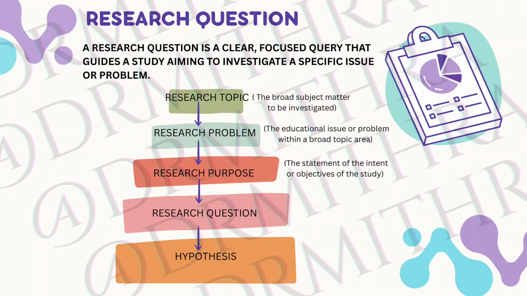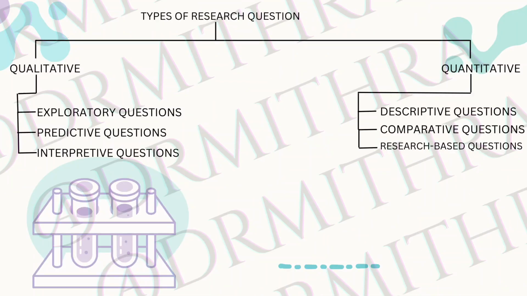Interpretive questions, what meanings do patients associate with their illness? And predictive questions. So these are the three types of qualitative questions. On the other hand, quantitative questions deal with measurable things, that is numbers and data. Examples of quantitative questions include descriptive questions, comparative questions, and research-based questions.